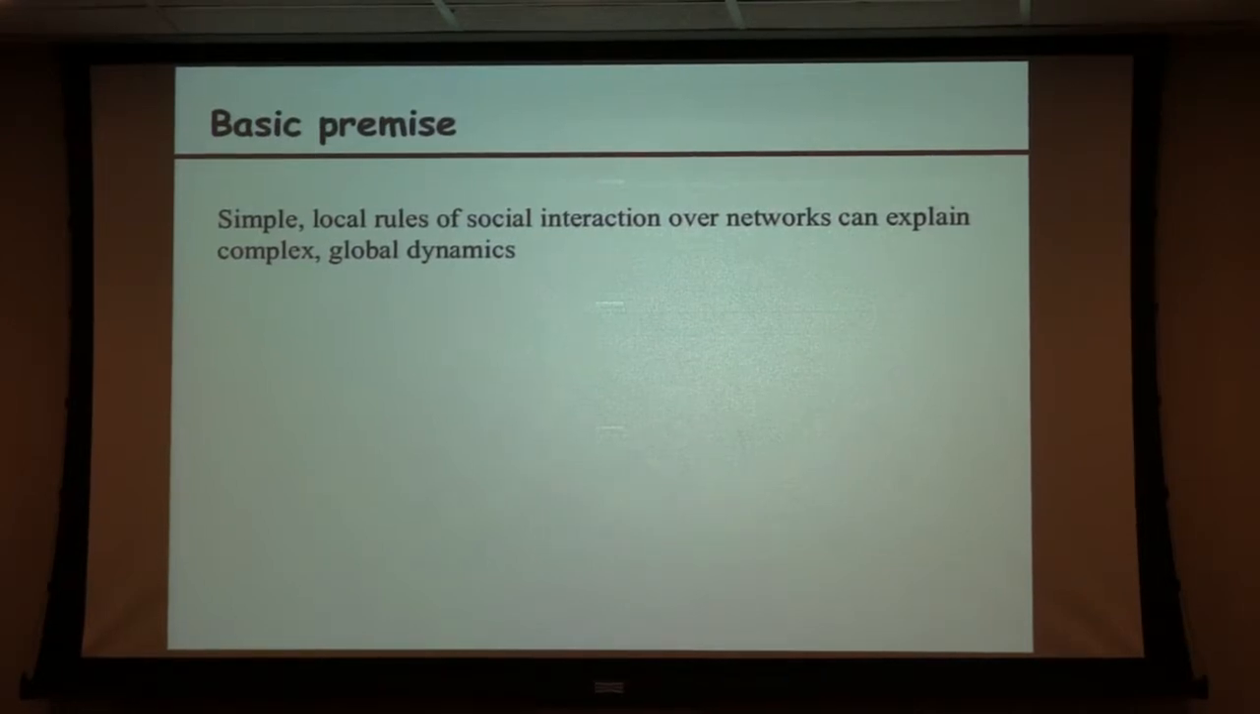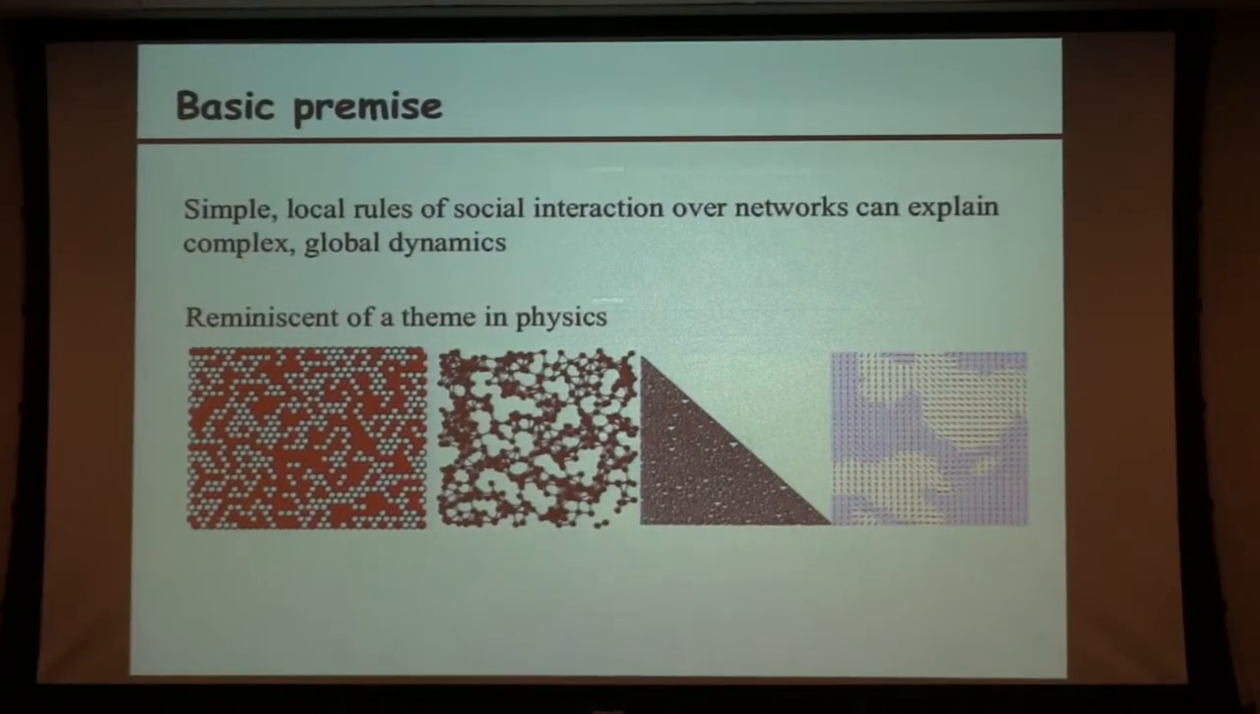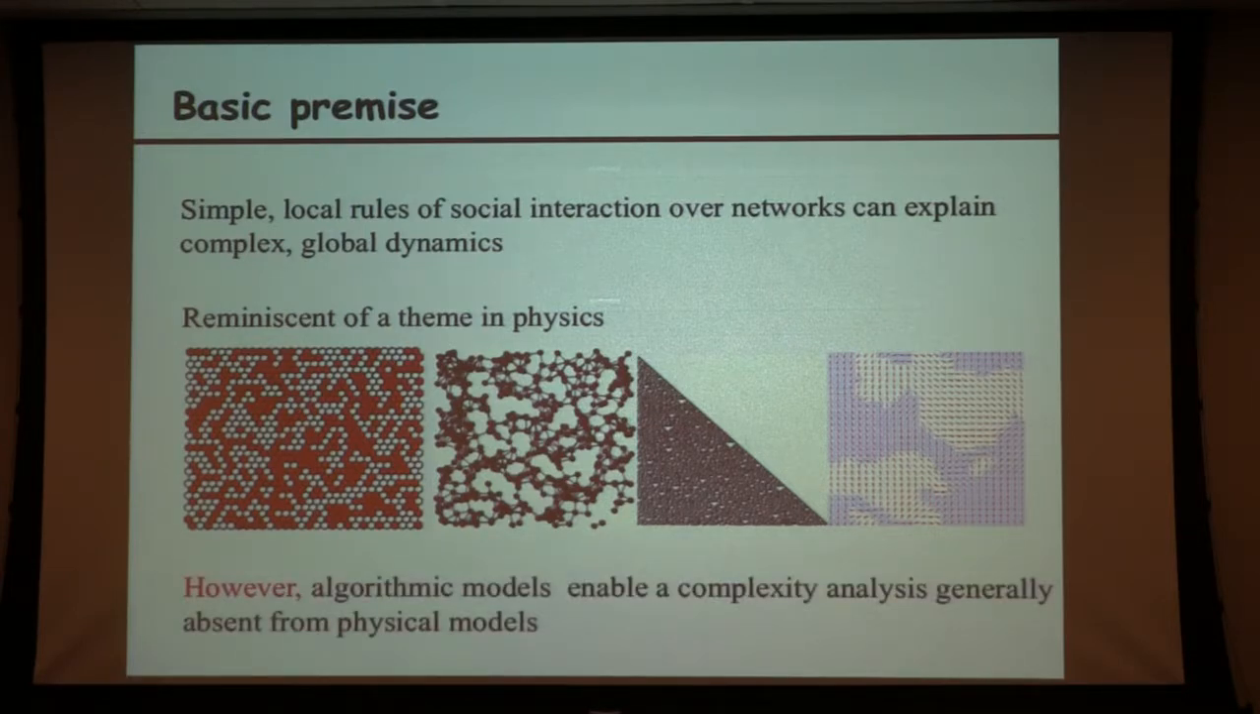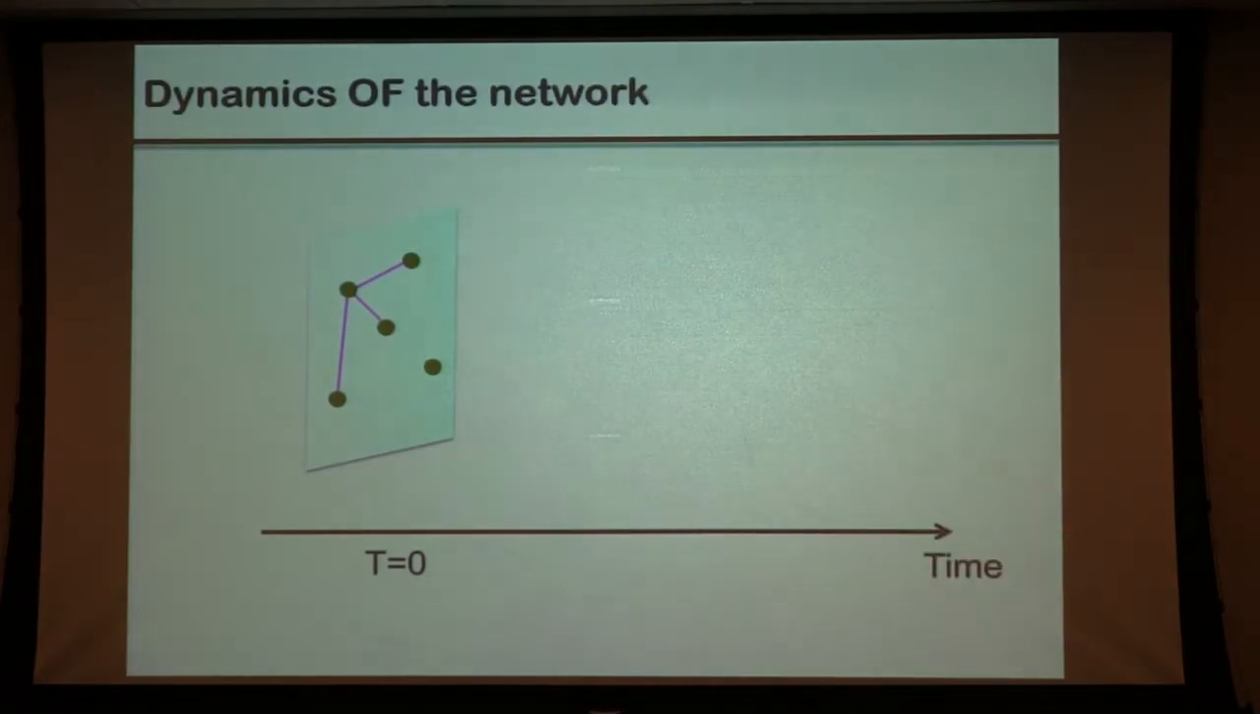This is not a new idea. It has been around for a while, and it is the typical idea that physicists have used for a long time. Whether you have a percolation model, a random graph model, a cellular automaton, or a spin glass system, you always have simple probabilistic interactions, and then you look at global behavior. On top of that, if we use algorithmic models of human behavior, we'll be able to do complexity analysis that is typically absent in these static models, because we want to model the dynamics of interaction. So that's a new thing on top of that. What are the dynamics?